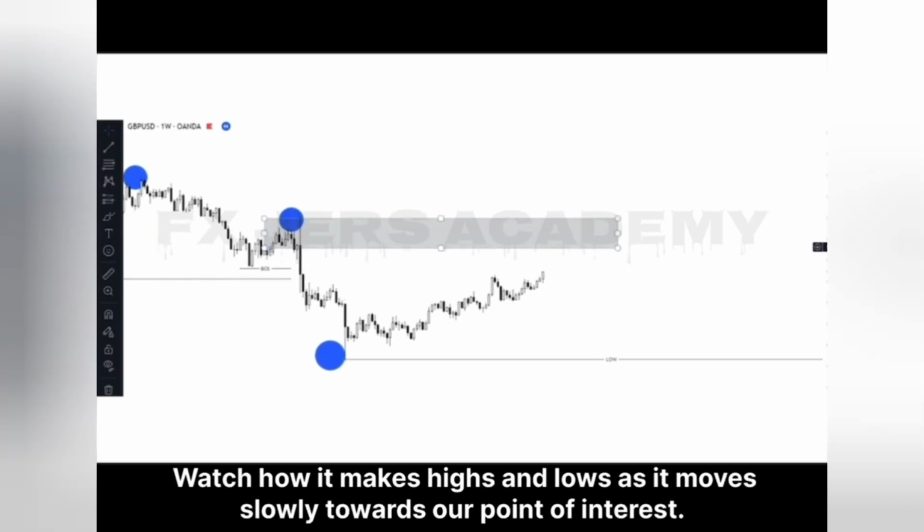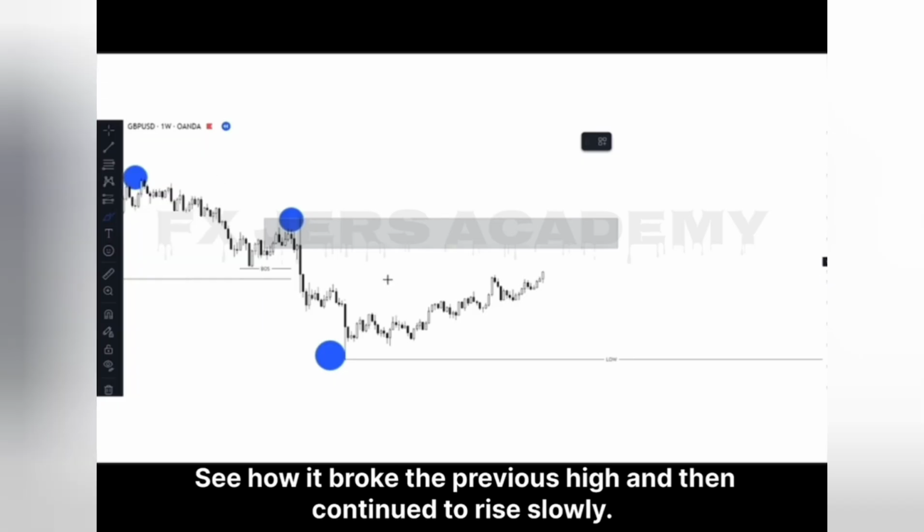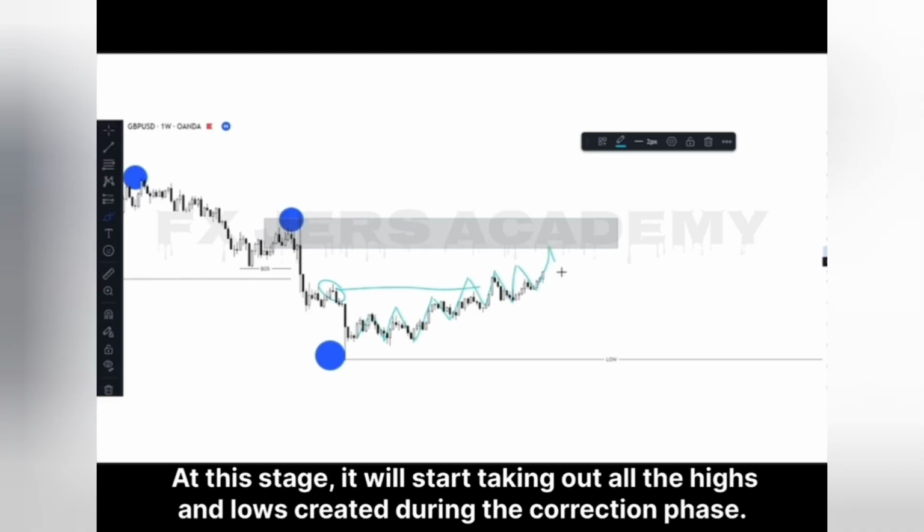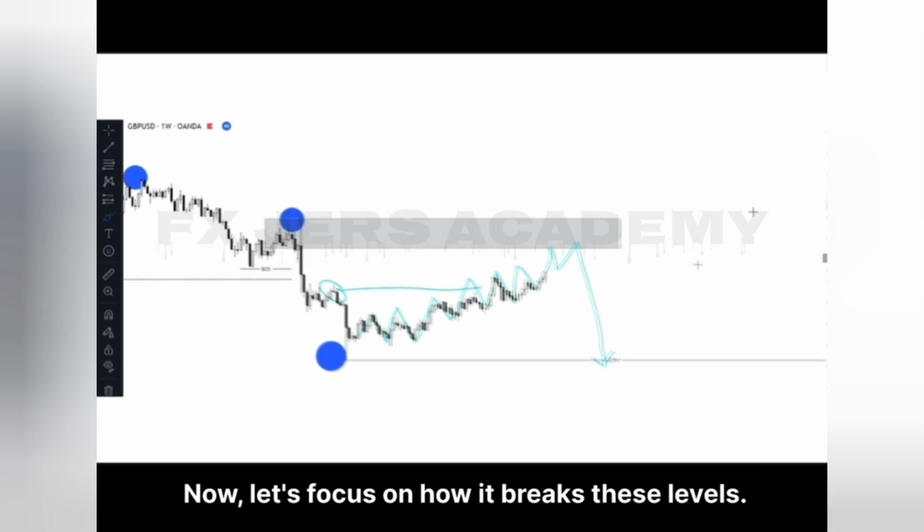Watch how it makes highs and lows as it moves slowly towards our point of interest. See how it broke the previous high and then continued to rise slowly. As I show you the highs and lows, notice how it reaches our point of interest. At this stage, it will start taking out all the highs and lows created during the correction phase.